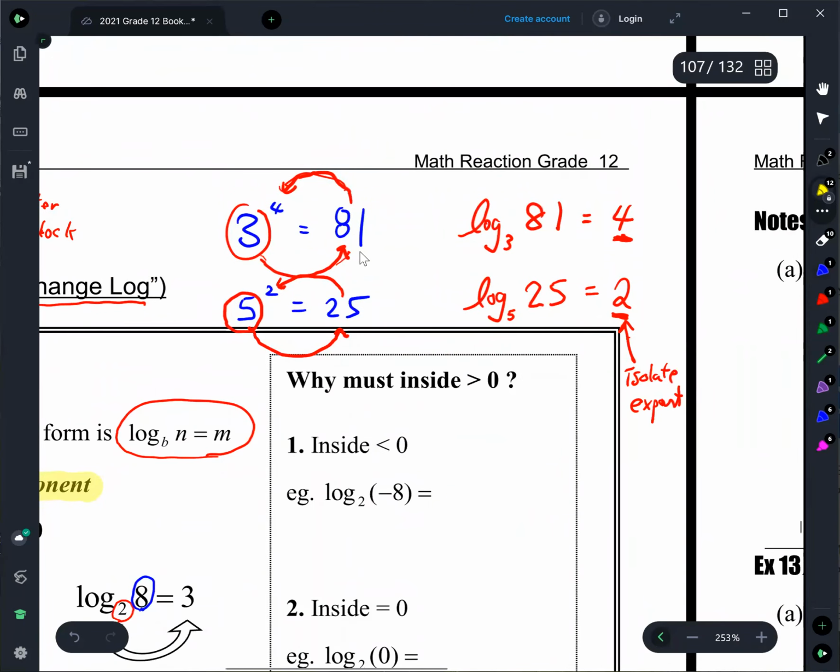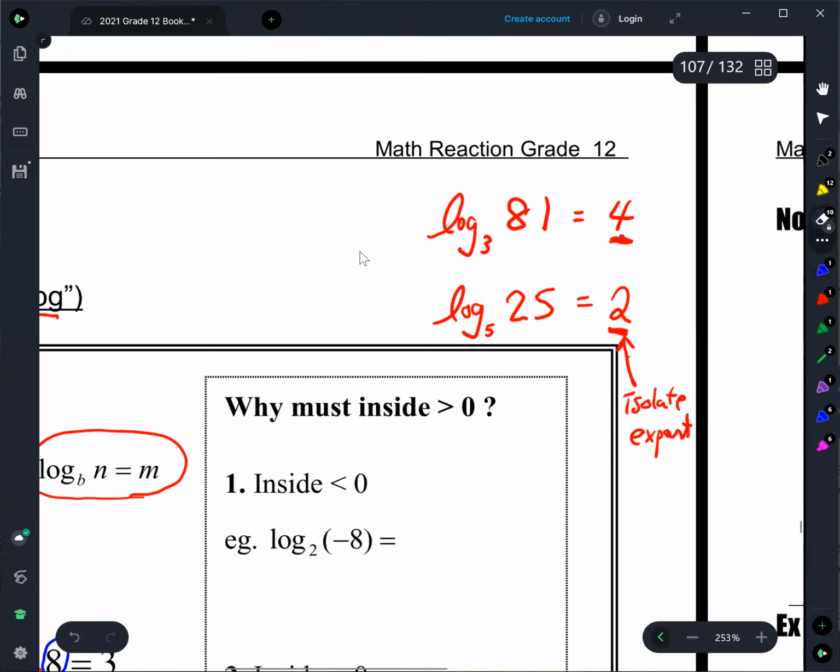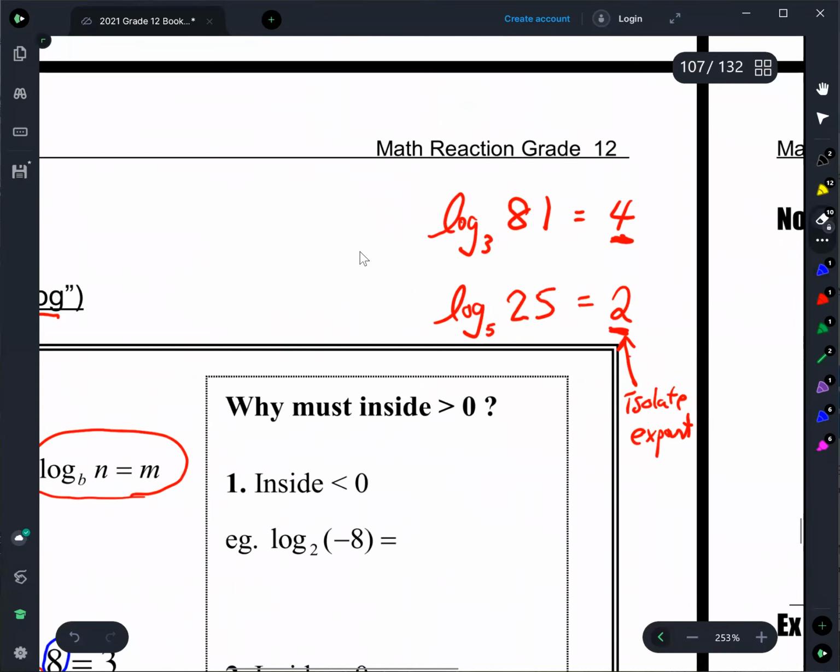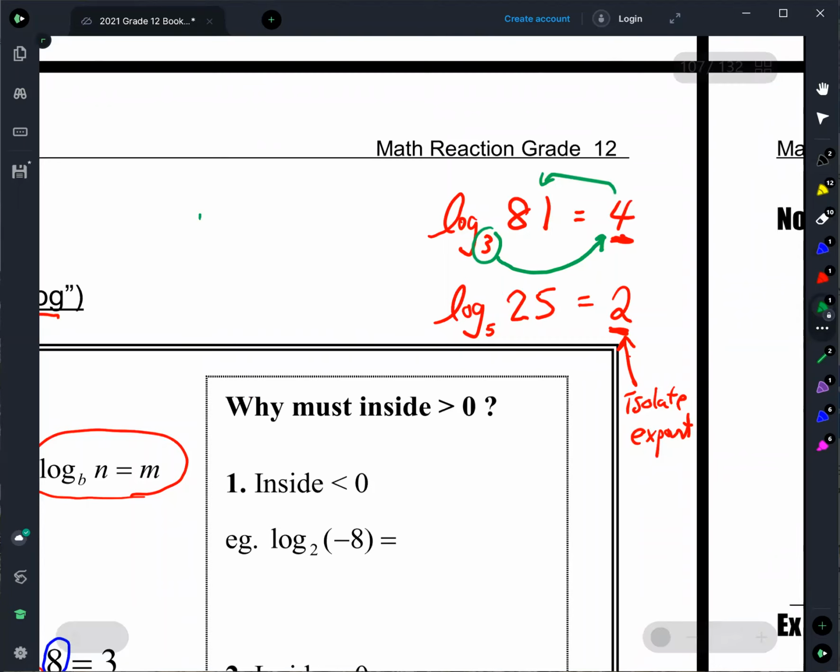So let's try this one, the same example on the top. I'm gonna erase here. Suppose I give you these two log forms and I want to go backwards. Same thing, I will start with the base, 3, and then you go counterclockwise. 3 to the 4th power equals 81. You write the same thing back, counterclockwise.